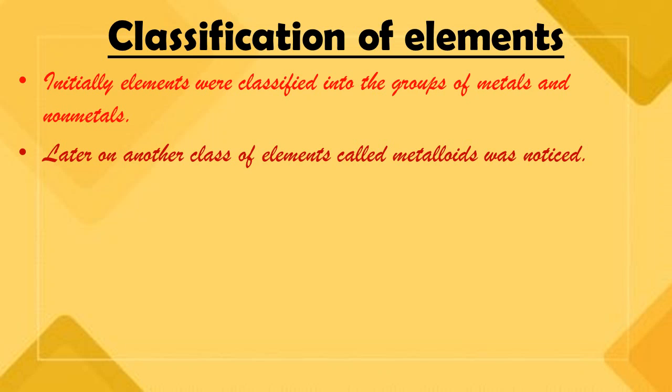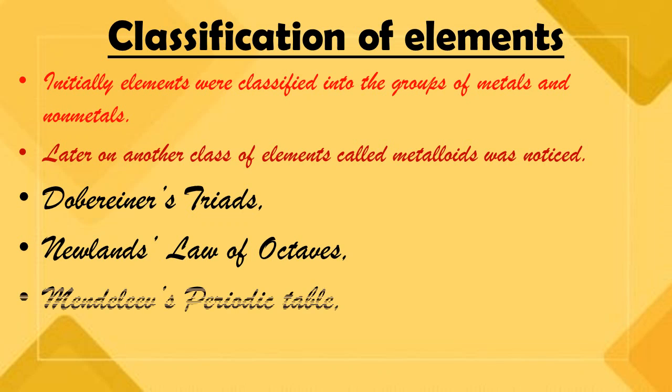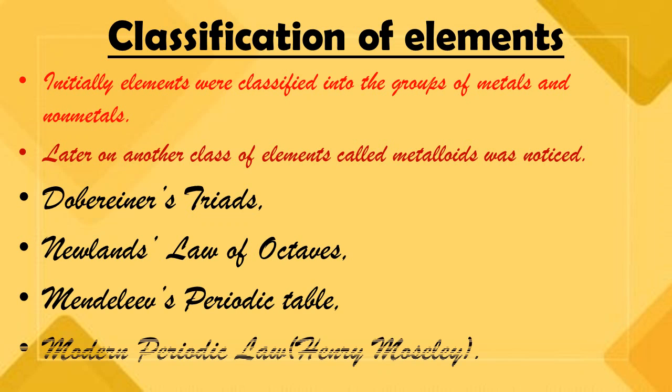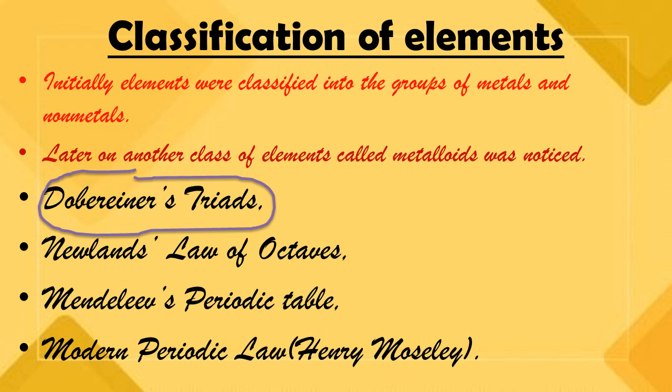As the knowledge about elements and their properties went on increasing, different scientists started trying out different methods of classification. Out of which first is Dobereiner's Triads, second is Newlands' law of octaves, third is Mendeleev's periodic table, and the fourth one is the modern periodic table, which was discovered by scientist Henry Moseley. We will study these four methods of classification by different scientists in this lesson, but today we shall study only Dobereiner's Triads. Now let's study what this is.